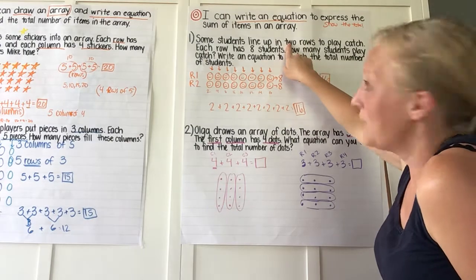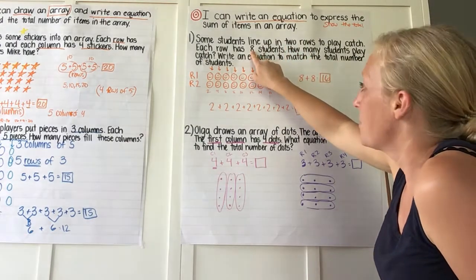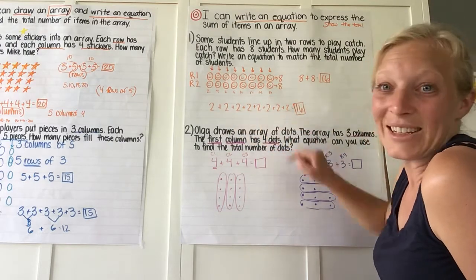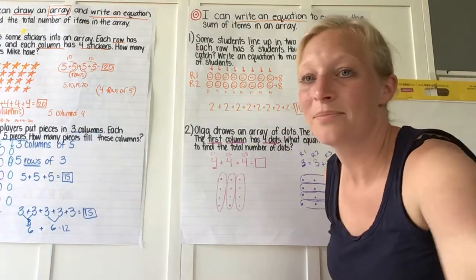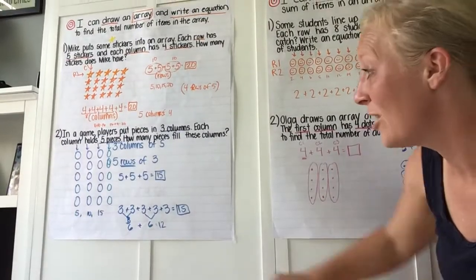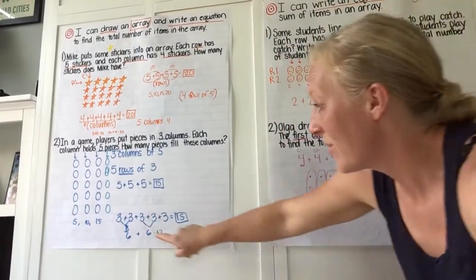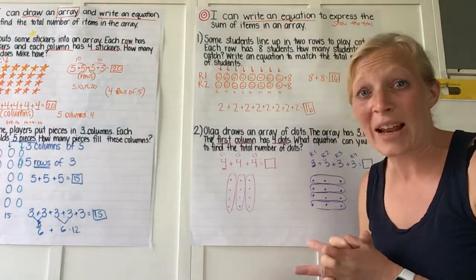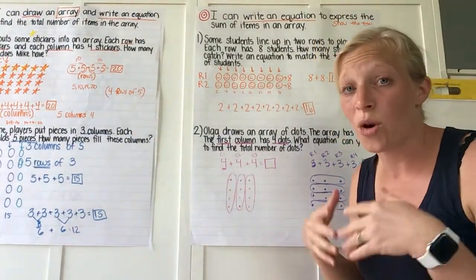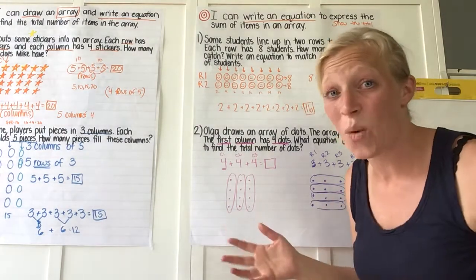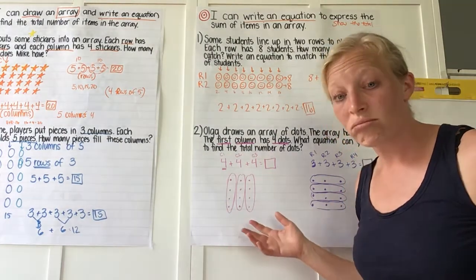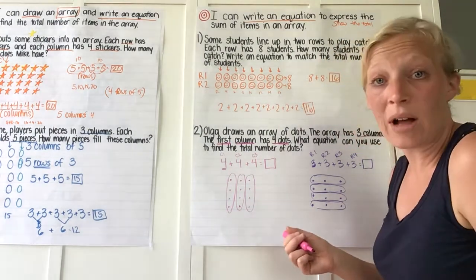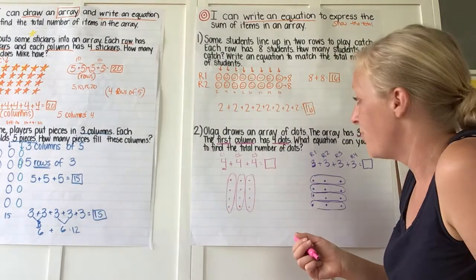2 rows, 8 students. 2 8s, 8 2s. Same thing from yesterday, right? 3 5s, 5 3s. We can use our story to help give us clues about how we're going to solve these, whether we're drawing a picture, whether we're building, or whether we're just writing an equation to match it. So, how many do I have altogether? How many dots did Olga draw?